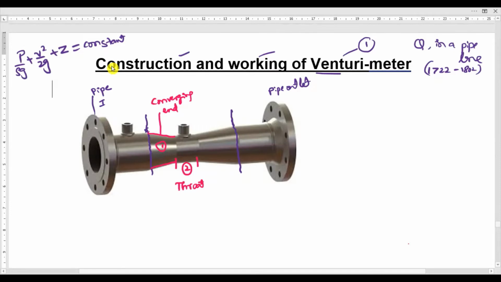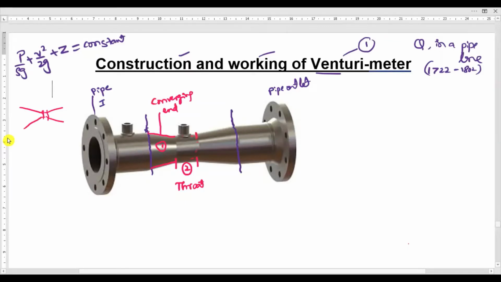In some books, they will not represent it with a certain length. They will represent it like this. This is the converging end, and the next part will be connected here only. So this part is called the throat. Here, it is a three-dimensional picture. As you can see, there is a throat section here.